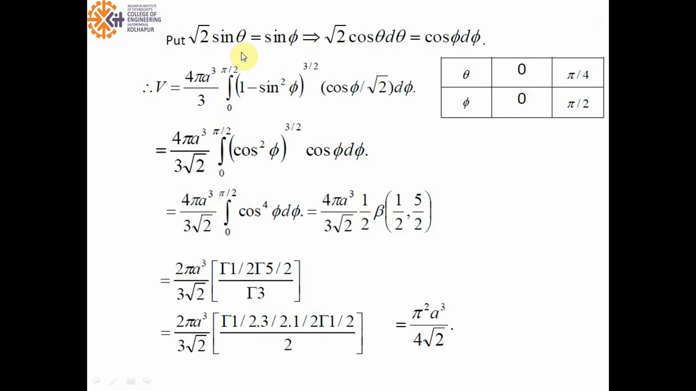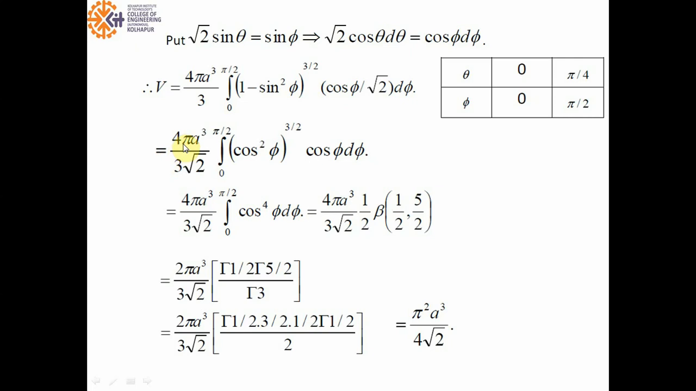So for evaluation of the integration, we substitute under root 2 sine theta is equal to sine phi. Take the differentiation on both sides. We get under root 2 cos theta d theta is equal to cos phi d phi. Therefore, change the limits. When theta is equal to 0, we get phi is equal to 0. When theta is equal to pi by 4, we get phi is equal to pi by 2. So we get V is equal to 4 pi a cube upon 3, integration 0 to pi by 2, 1 minus sine square phi raised to 3 by 2, cos phi upon root 2 into d phi.